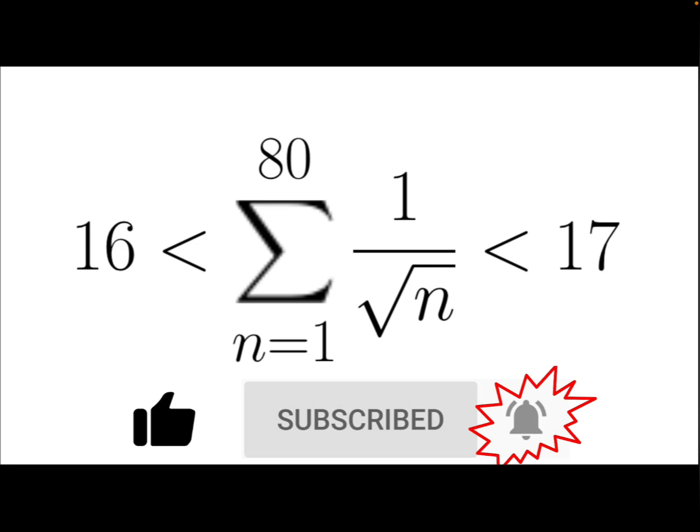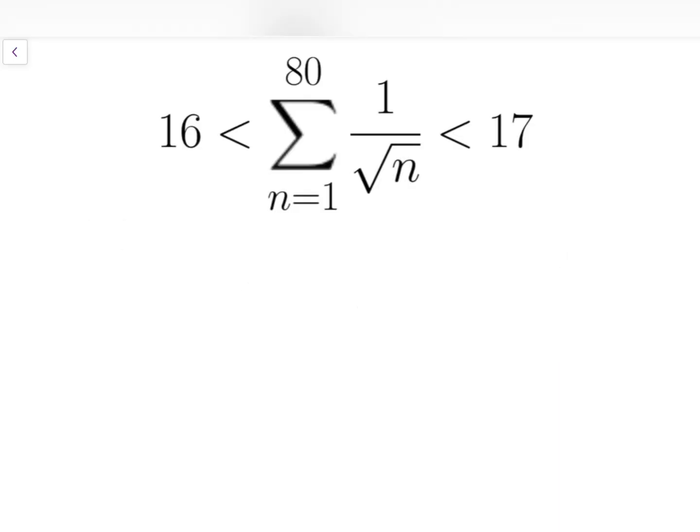To prove this inequality, I'm going to show that the series in the middle is between two different series. And those two different series, I've picked them to be telescoping sums. The reason I chose telescoping sums is that they're easy to compute and the result is usually very neat, as in the numbers are usually whole numbers or rational numbers.